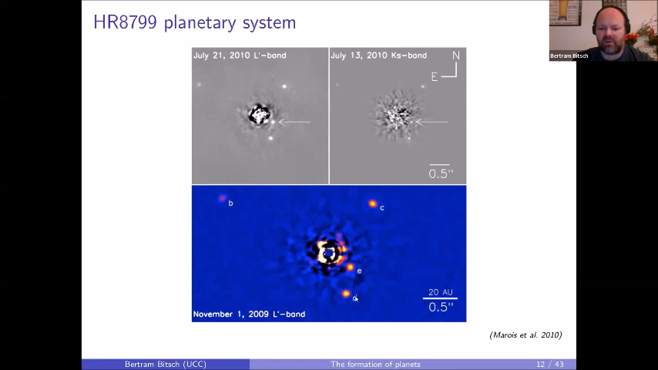In addition, these 4 planets that we have here are actually several times the mass of Jupiter. So we have very, very large gas giants within this system.